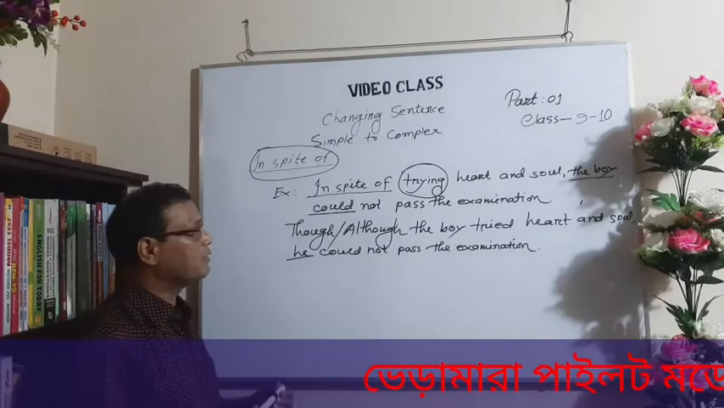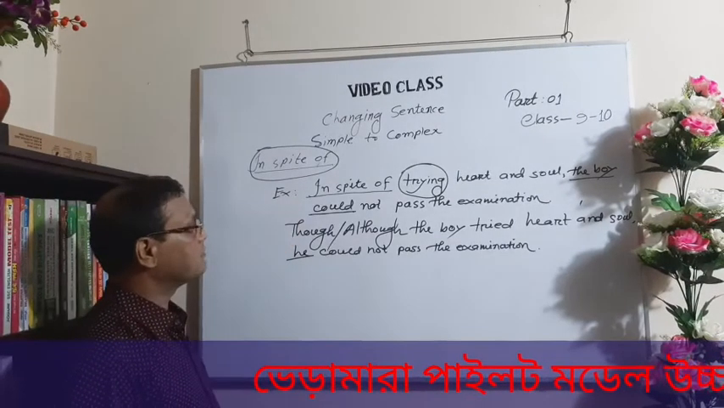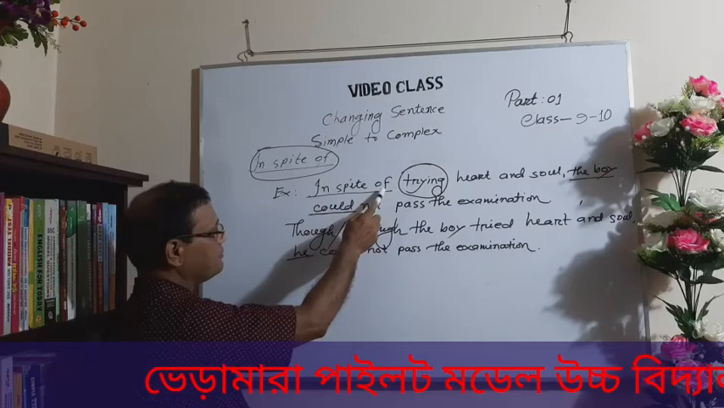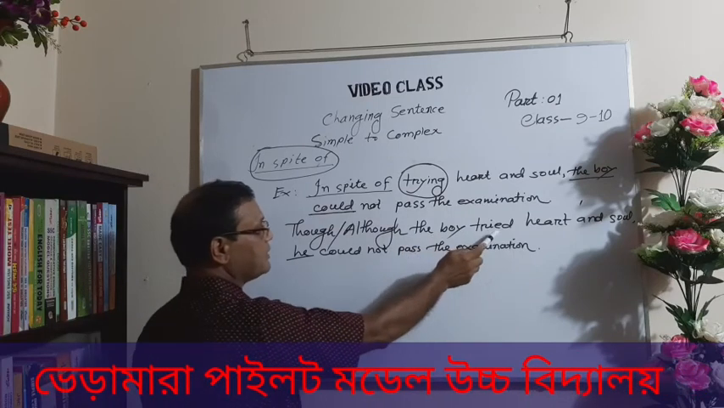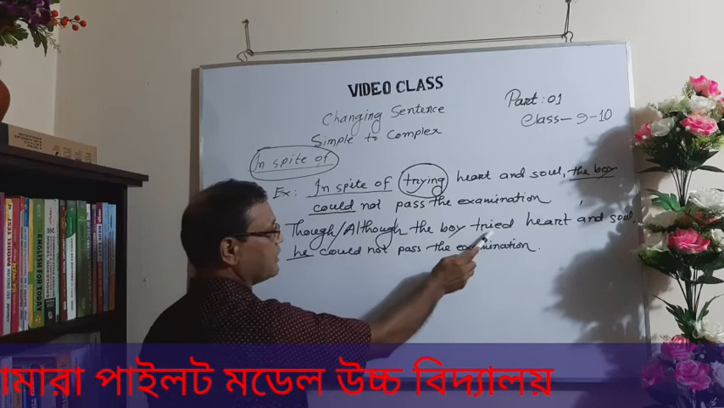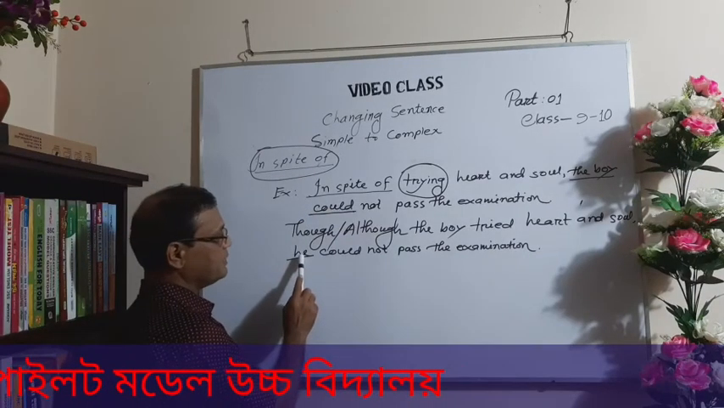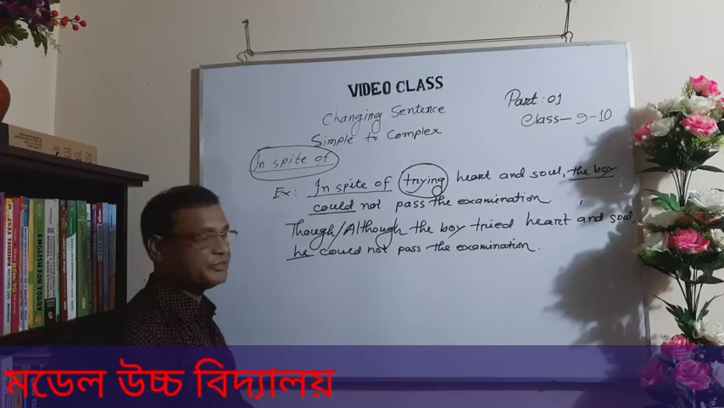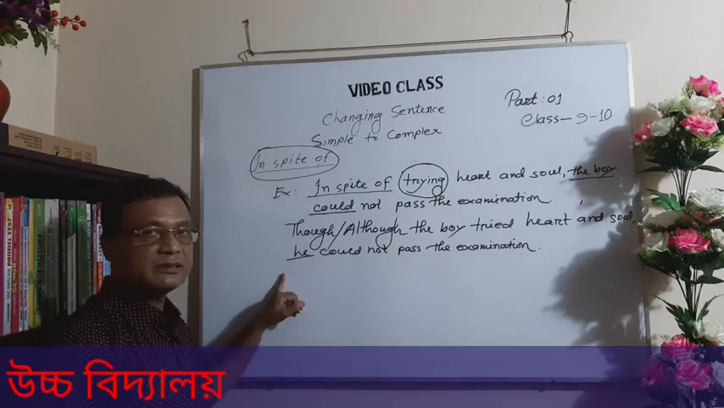Next, for your good assumption, look at the whiteboard and try to understand clearly. In spite of, instead of, though, although, second clause subject, and tried, that means adding ing verb transferred to tried. Heart and soul same to same, and the pronoun subject could not pass the examination. It will not be changed. Here a comma will be set up. Have you got an idea?